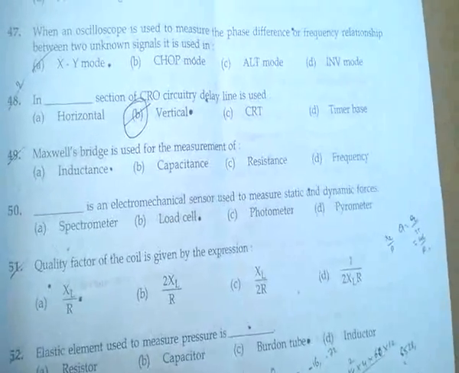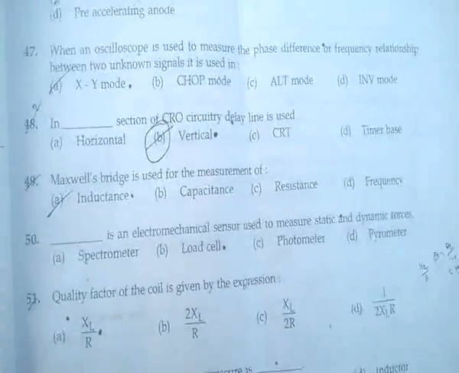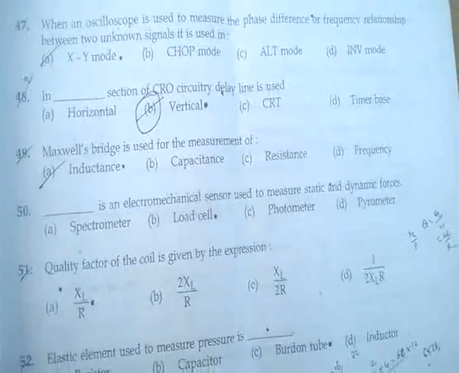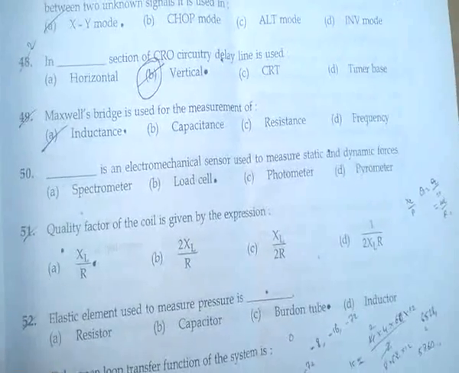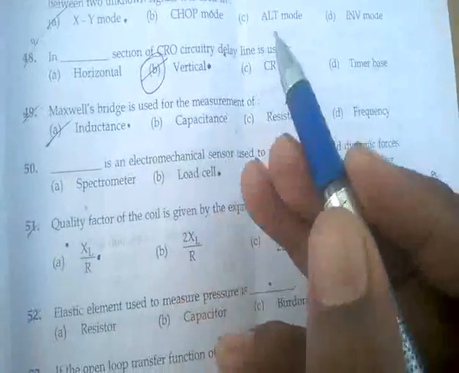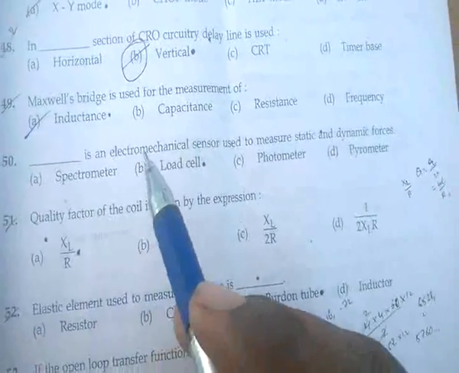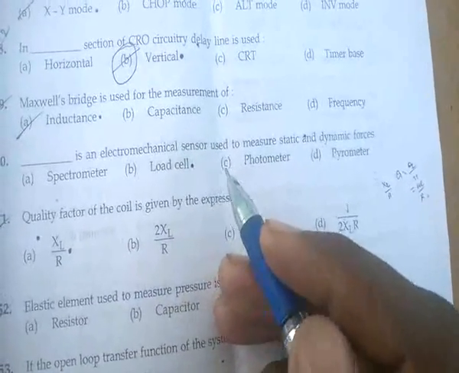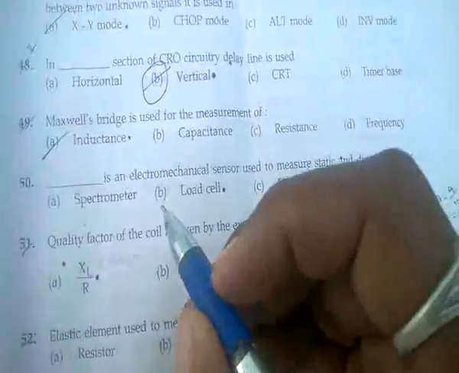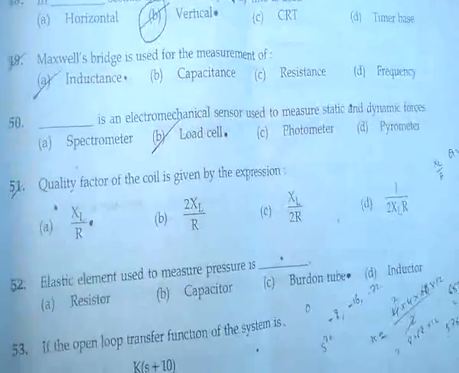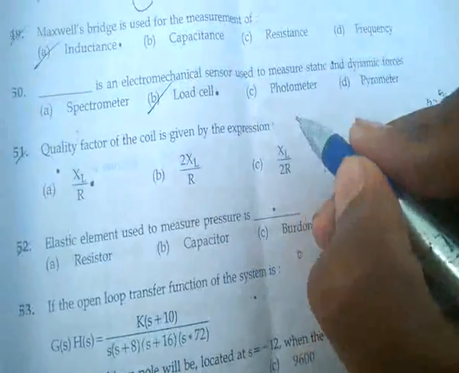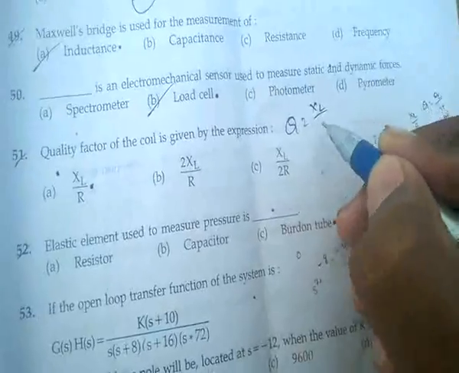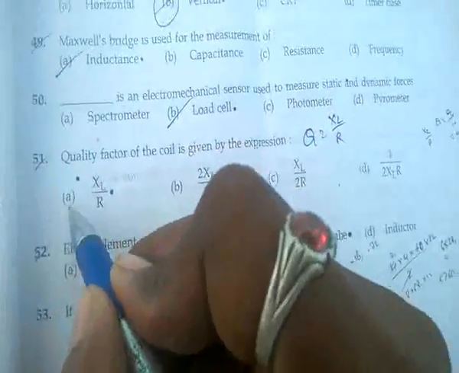Maxwell's bridge is used for the measurement of inductance. In case of Schering bridge, it is used for capacitance. Dash is an electromechanical sensor used to measure both static and dynamic forces. It is used as a load cell. Quality factor, nothing but Q equal to XL by R. So answer is A.